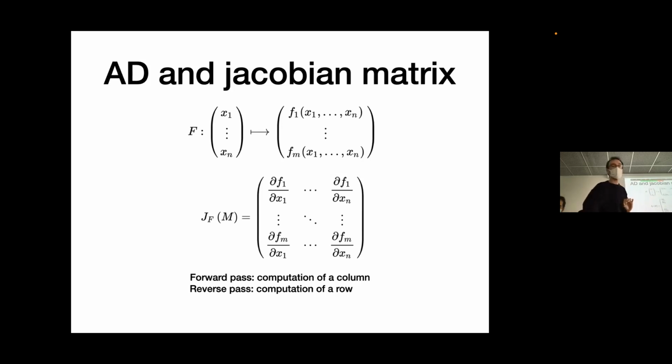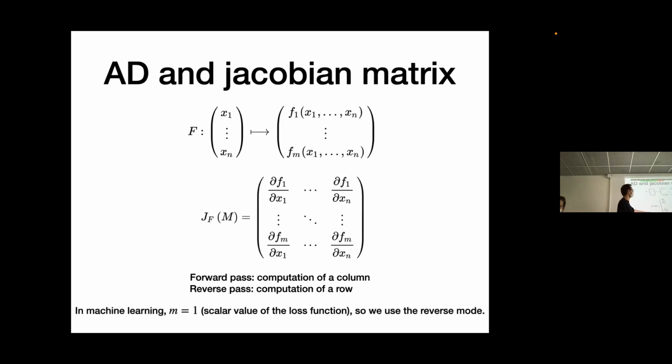If M is equal to 1, it means that you have only one row in your matrix. You want to compute just one row. So in machine learning, because M is equal to 1 and N can be very, very large, we always use the reverse mode. When you use the reverse mode, you are computing one row and it's fine. So you are able to compute your gradient in just one application of the reverse pass.